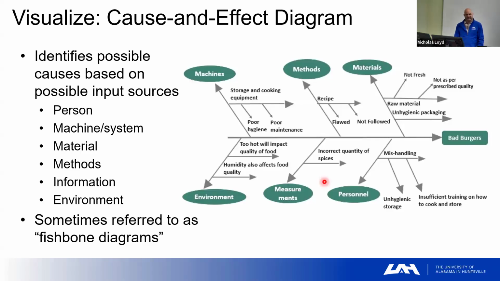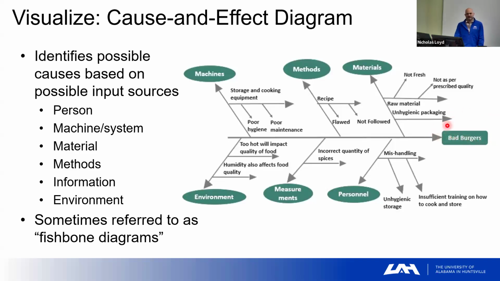A cause and effect diagram, or a fishbone diagram, as I hear it called a lot. If you really want to show off, you can call it an Ishikawa diagram. It was developed by Japanese engineer Kaoru Ishikawa. But basically it's a fishbone diagram because it kind of looks like a fish with bones. The head of the fish will be the problem.